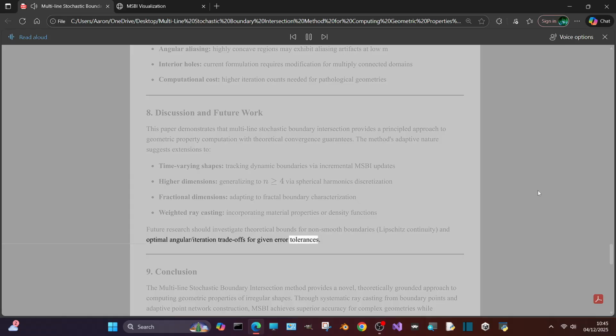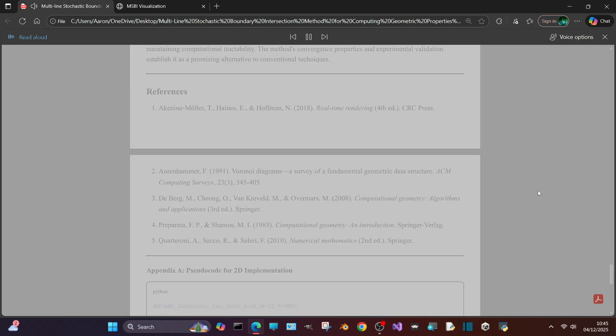tolerances. 9. Conclusion. The multiline stochastic boundary intersection method provides a novel, theoretically grounded approach to computing geometric properties of irregular shapes. Through systematic ray casting from boundary points and adaptive point network construction, MSBI achieves superior accuracy for complex geometries while maintaining computational tractability. The method's convergence properties and experimental validation establish it as a promising alternative to conventional techniques.